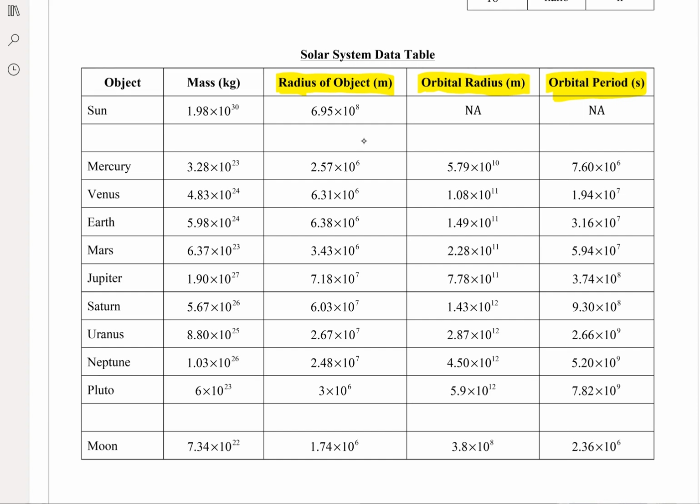Now for the Moon, the orbital radius and the orbital period are that of how long it takes to go around the Earth, not around the Sun, seeing as the Moon is orbiting the Earth. So you'll be using this in some of your questions.